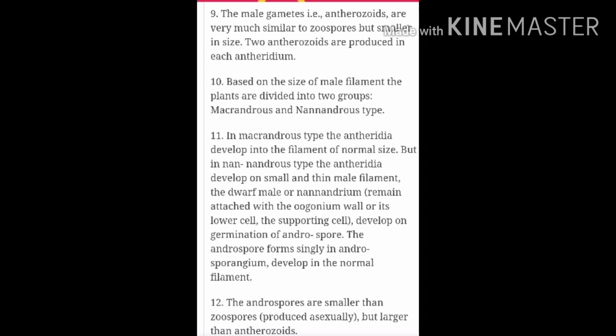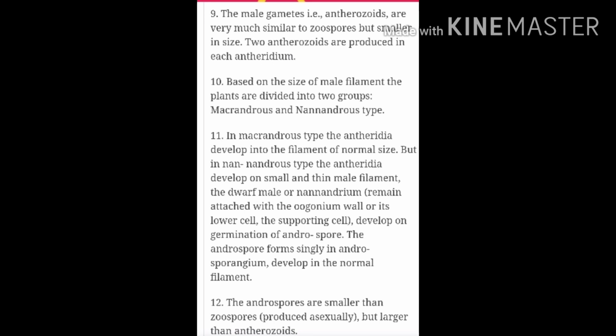In Oedogonium, the male sex organ, namely antheridium, will produce 2 anthrozoids or sperm, whereas each oogonium will produce only 1 egg or ovum. Based on the type of male filament, that is the filament which bears antheridium, we can classify Oedogonium into 2 types, macrandrous and nannandrous. In macrandrous type, both the oogonium and antheridium are produced on the same sized filament. Whereas in nannandrous type of Oedogonium, the antheridium, that is the male sex organ, is produced on a dwarf filament, a very small sized filament, whereas the oogonium is produced on the normal sized filament.